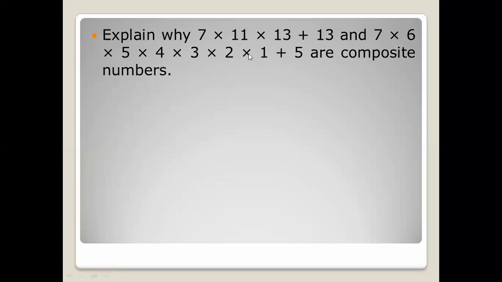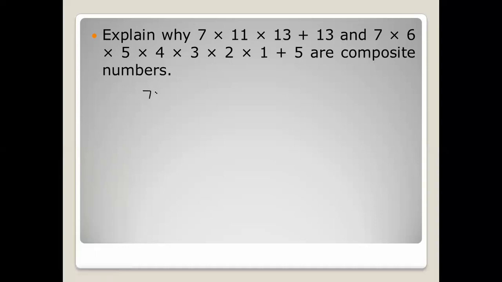Now explain why these numbers are composite numbers. So simple, which numbers are composite numbers? Composite numbers are those that are not prime, and we know prime numbers are those divisible only by themselves or by 1. So if we prove that these are not prime numbers, then what does it mean? They are composite numbers. That's it. So how are we going to prove that?